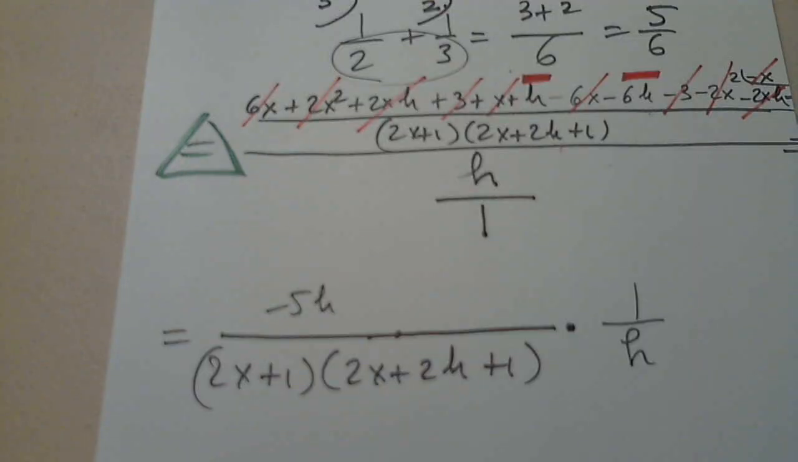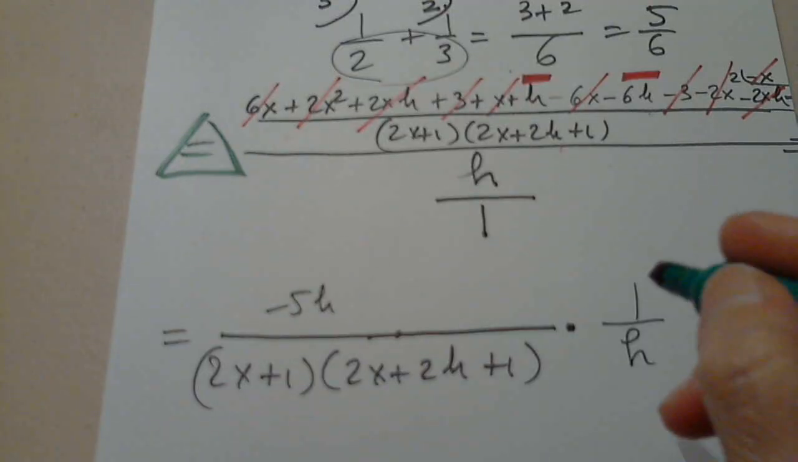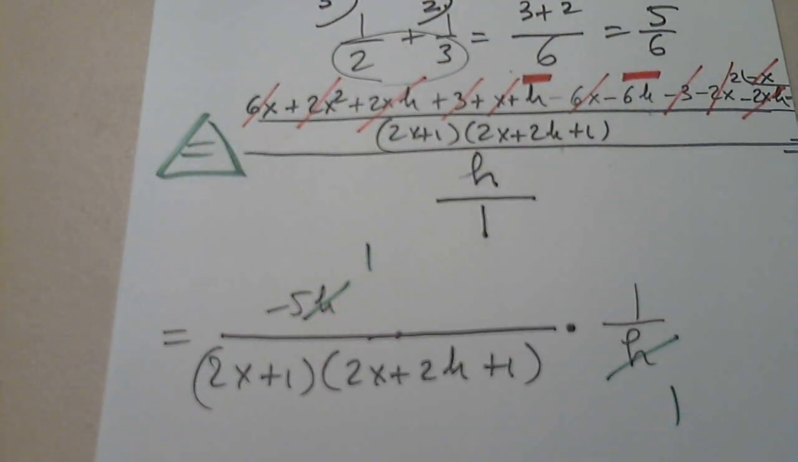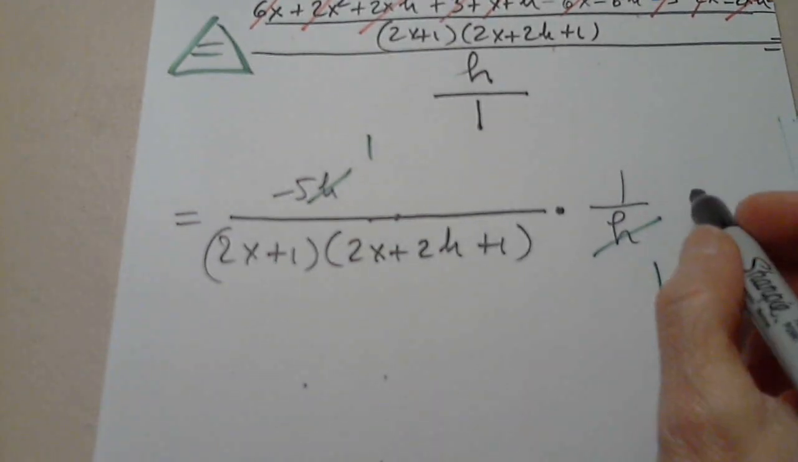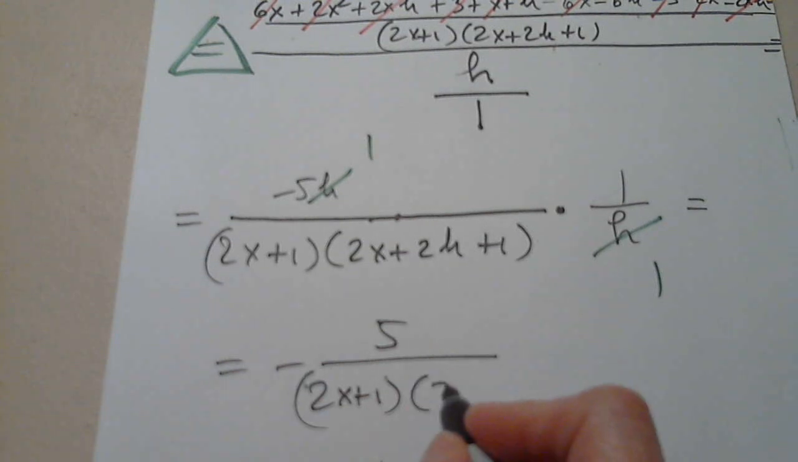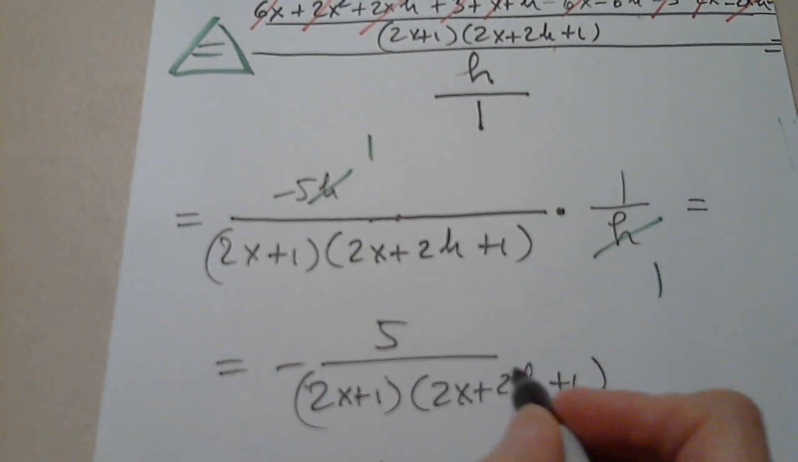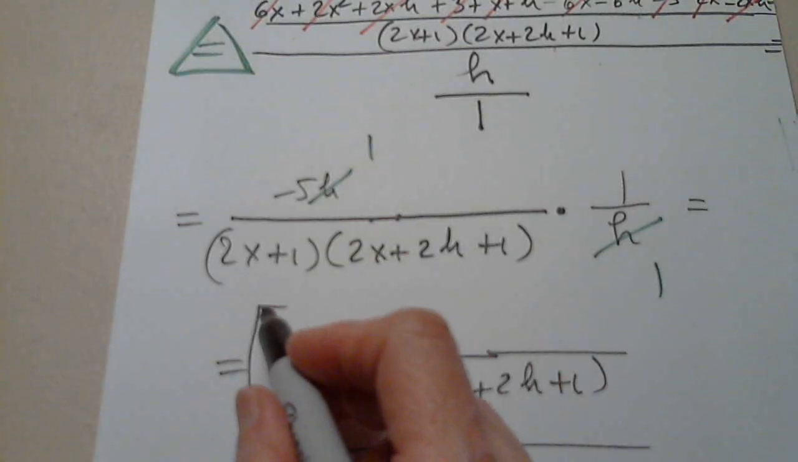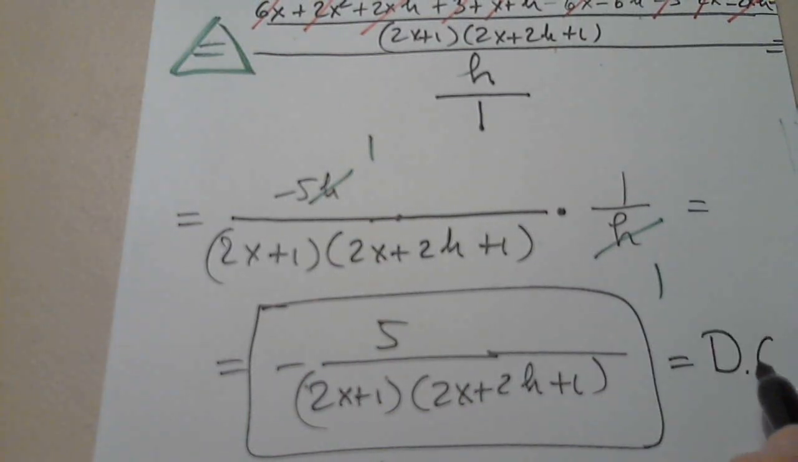The h in the denominator must simplify with the h from the numerator. Exactly right. And this is it. Negative 5 over 2x plus 1, 2x plus 2h plus 1. What is this? That rate of change, the average rate of change of the function between 2 points that are extremely close to each other, is called the difference quotient.